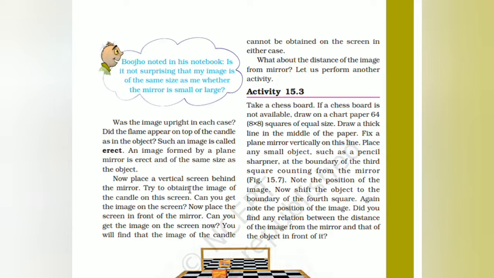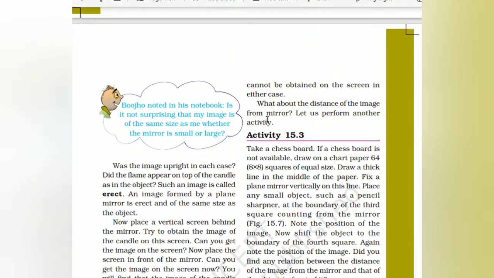Now place a vertical screen behind the mirror. Try to obtain the image of the candle on the screen. Place the screen in front of the mirror. Can you get the image on the screen now? You will find that the image of the candle cannot be obtained on the screen in either case.